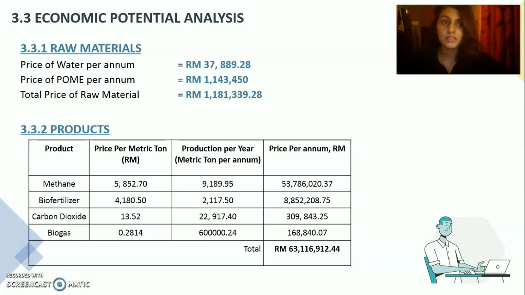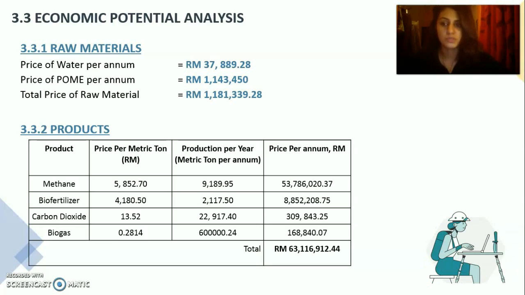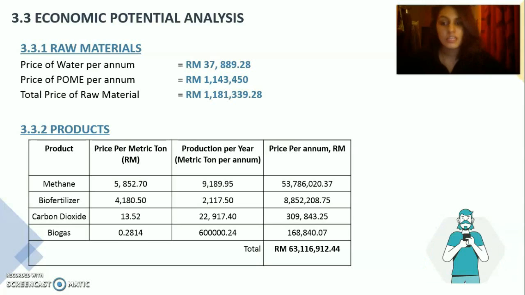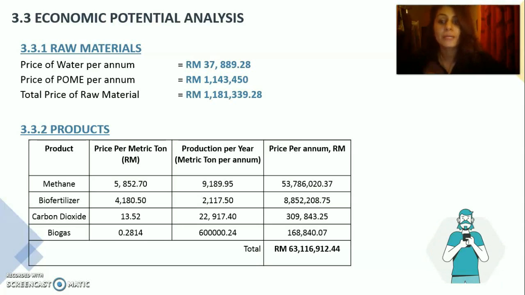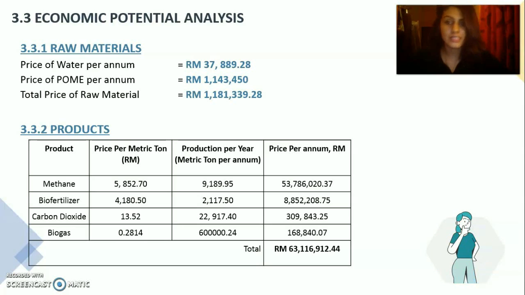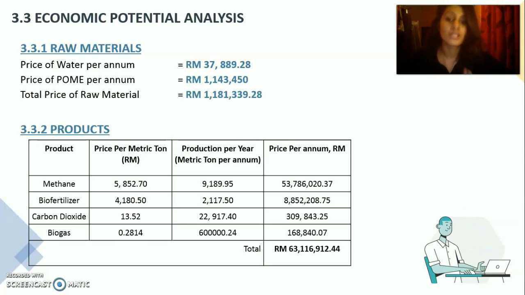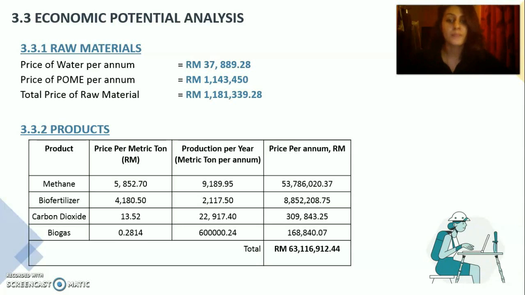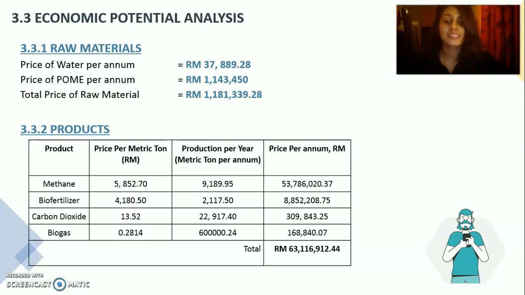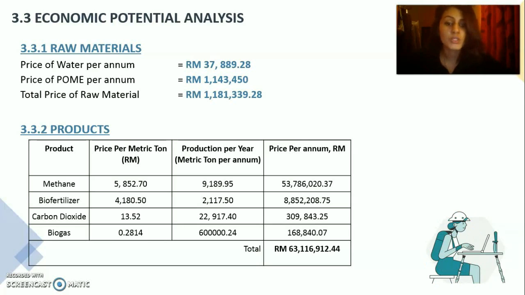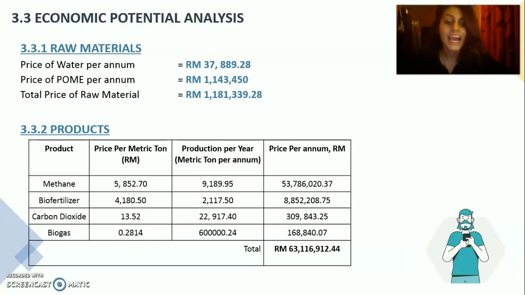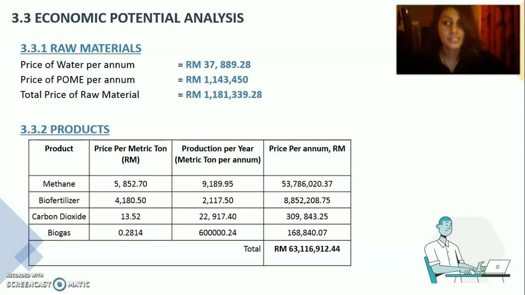Next, the revenue is calculated based on the products, which would be methane, biofertilizer, carbon dioxide, and biogas production. In order to calculate the price per annum, we first have to get the price per metric ton in ringgit Malaysia, and then calculate the production per year, which is the metric ton per annum. We have assumed 275 days of production and 22 hours daily, which has totaled up to 63,116,912 ringgit Malaysia and 44 cents.